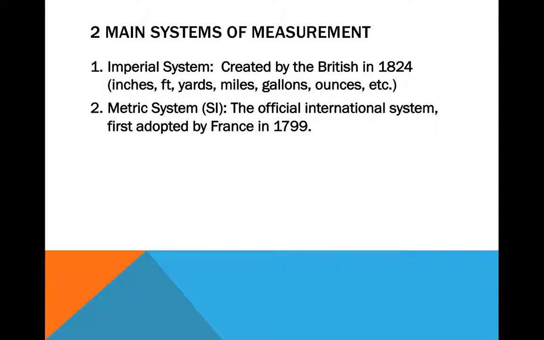So then that's the second system, the metric system. It's abbreviated as the SI, and that's because in France, and a lot of other countries, they switch the order of some words, right? So the adjective would come first. So instead of saying the international system, like we would say, they would say the system international. So SI is what it's called. And it's the official international system, first adopted by France in 1799.